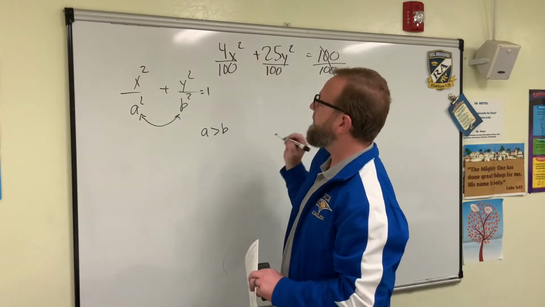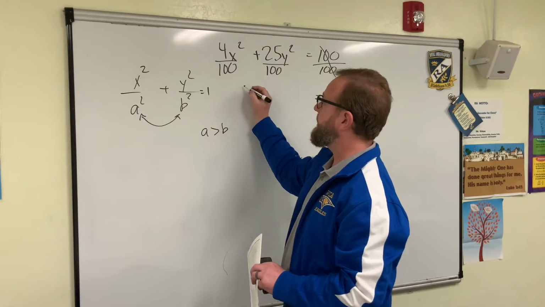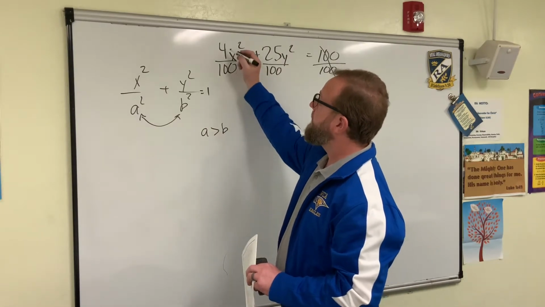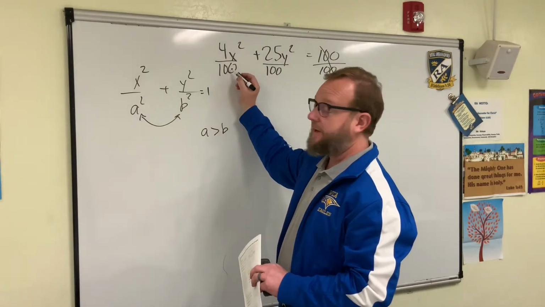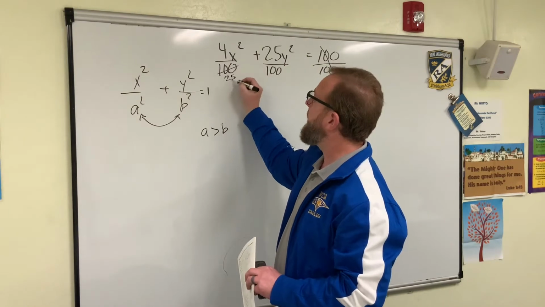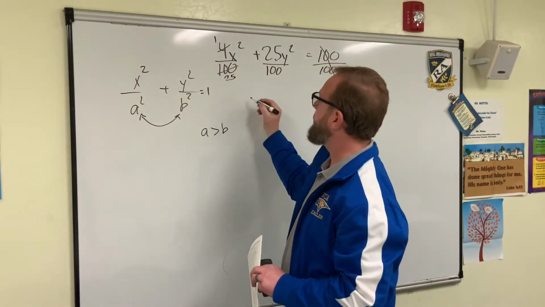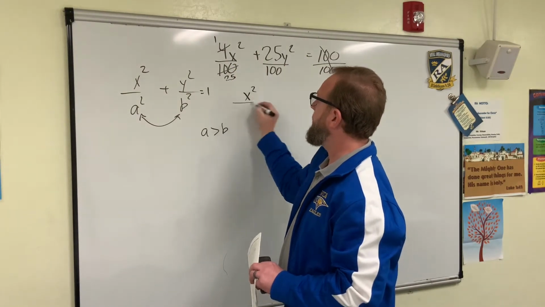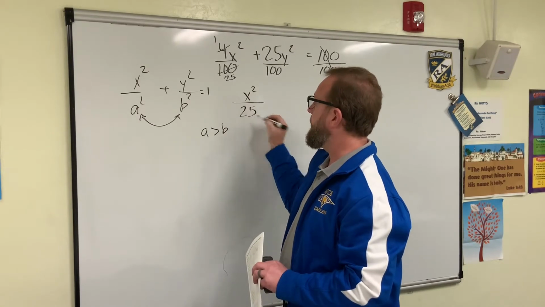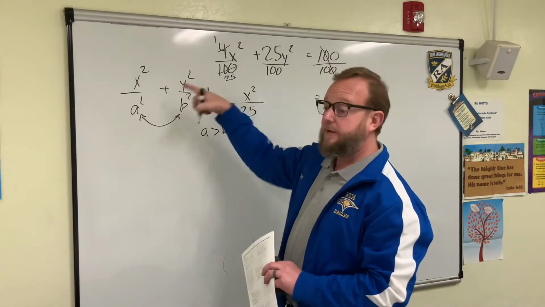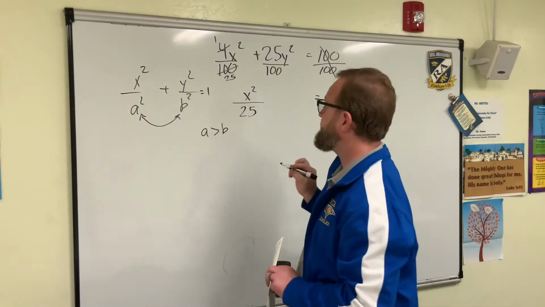So here, what do I have? 4 and 100. What is that going to be? 1 over 25. So 4 goes into 100 how many times? 25 times. And 4 just becomes a 1. So I can write that as x squared over 25. Now it's starting to look like the format that we need.